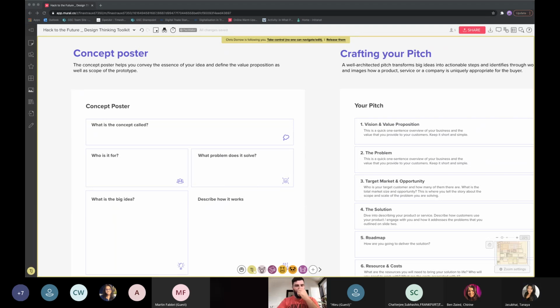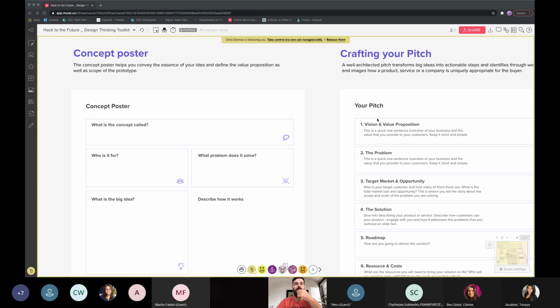So in essence, we have two things that we'd like to touch on today. The first being a concept poster, which will help you convey your idea, help you think through some of the potential pitfalls, and also help you measure success. And then after that, we're going to take you through crafting your pitch, which helps you articulate your vision, the problem you're trying to address, your solution, and then of course some of the business aspects that fall along the lines with your concept.